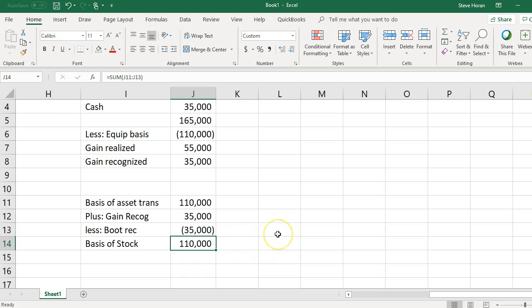Simon's basis is 130, which is the cash that he paid, if you're wondering what that is. And then for Ion, what's basically the basis for Ion of this equipment would be a question. It's 145. For Ion, the corporation, its basis is the 110 plus the 35, which is the 145.